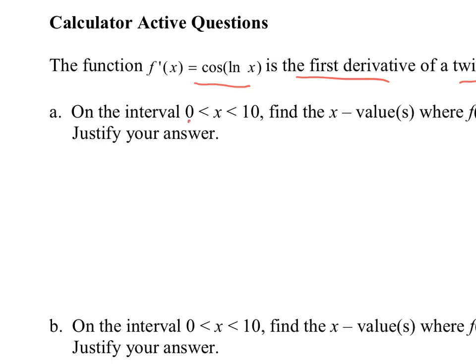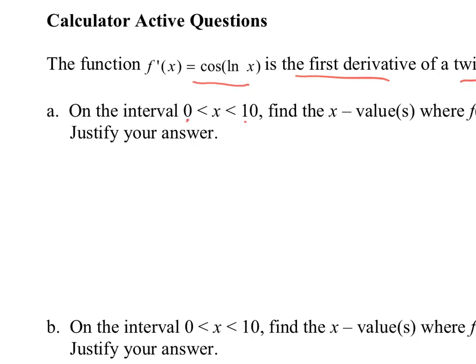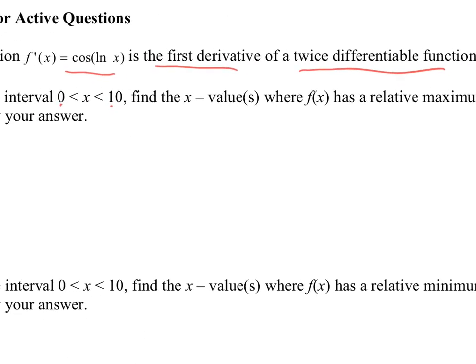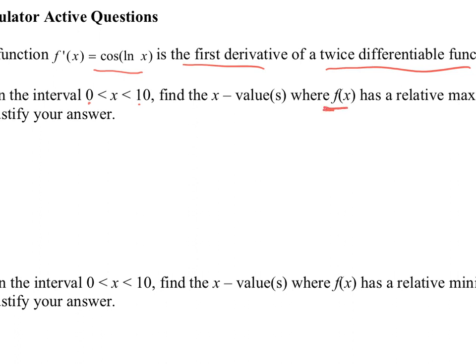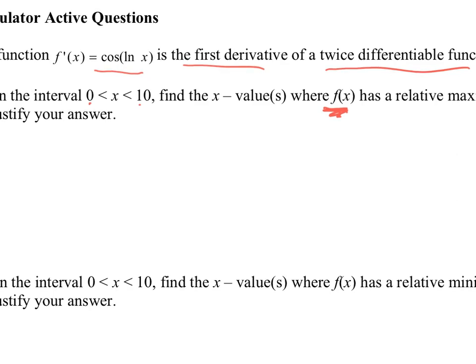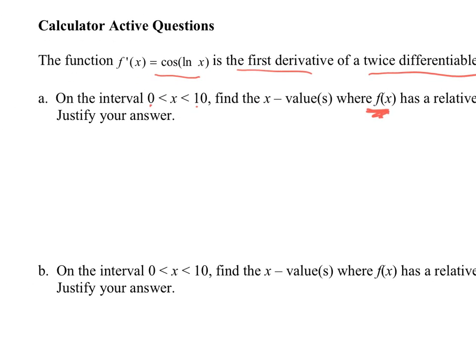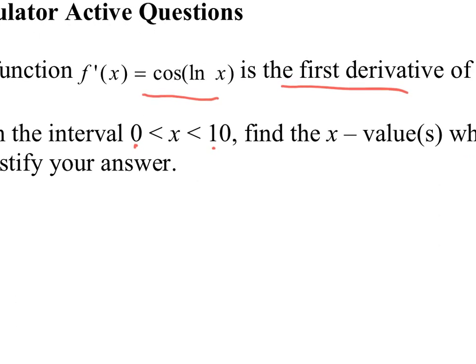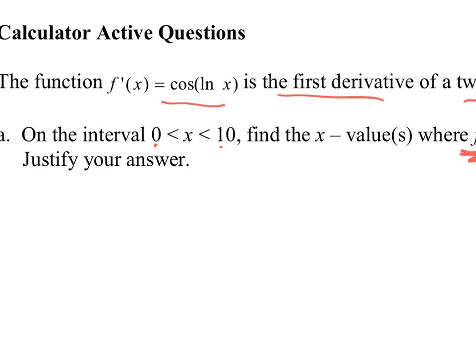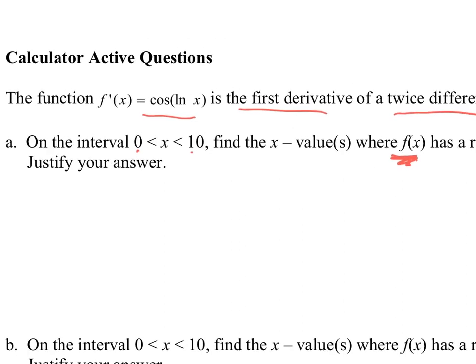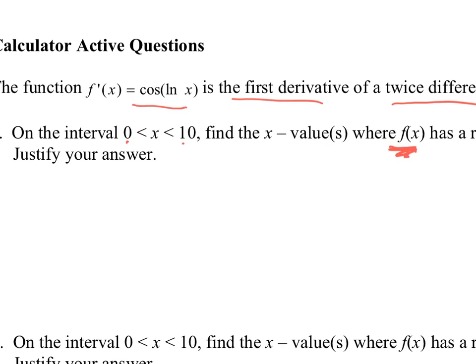There's my interval, 0 to 10. Find all the x values where f of x has a relative max or min. It's interesting, the function itself. So obviously, this is a calculator question, so you're going to graph it. I'm going to graph it. I'll paste it. Cosine of ln of x from 0 to 10. I'll be right back. It'll just seem like a blink of an eye for you.